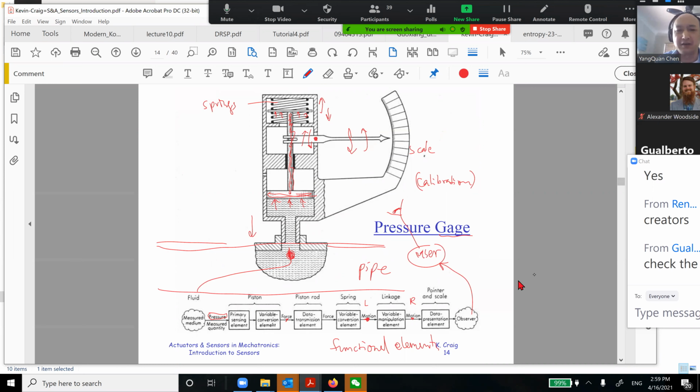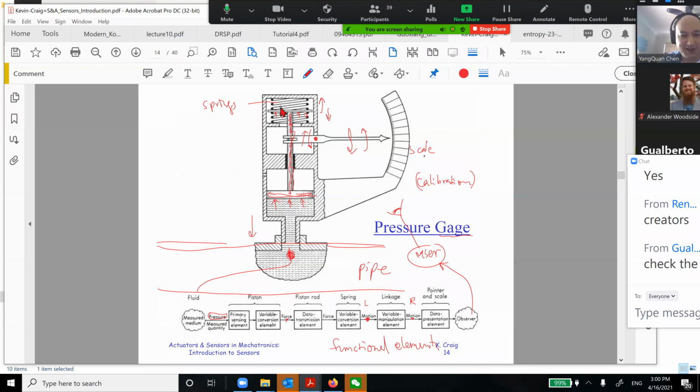I want to see what's the pressure in there. So we just get this instrument attached to it. This fluid will go to here and push this piston up, and this is a rod. And then this is a spring. So you can see that.